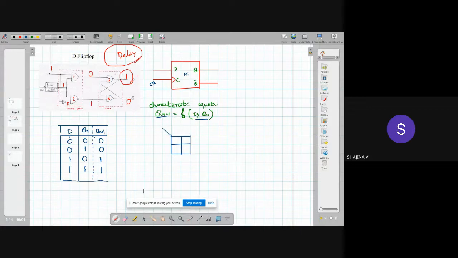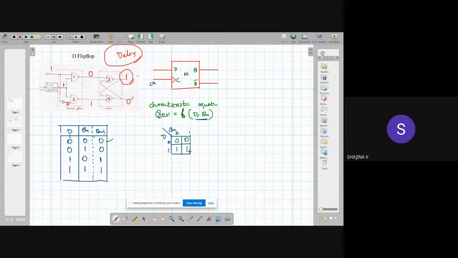That is, one variable is d. ഞാൻ ഇതേ ഓർഡർ തന്നെ എഴുതുവാണ്. So one variable is d, the other variable is Qn. Okay, so d 0 1, Qn 0 1, and the entries are, you can see, for d equal to 0, Qn equal to 0, Qn plus 1 equal to 0. Then for d equal to 0, Qn equal to 1, Qn plus 1 is again equal to 0. Okay, and for d equal to 1, Qn equal to 0, it is 1, and for d equal to 1, Qn equal to 1, it is 1.